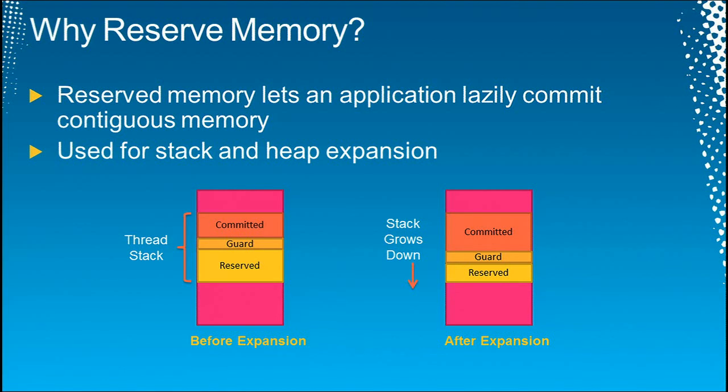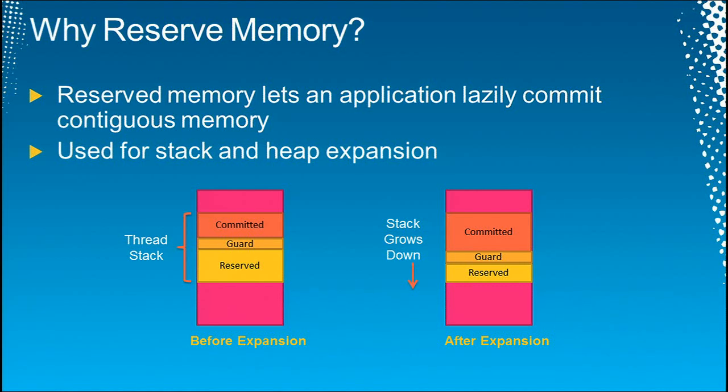A great example of this is stacks. So every thread that executes on the system has a stack, a private scratch space where it stores parameters that it passes to other functions and local variables. And when the stack is born, the system virtual allocs a chunk of memory from the address space. By default, it's 1 megabyte for most processes. And then it will lazily commit that stack. So it commits just the initial part of the stack.